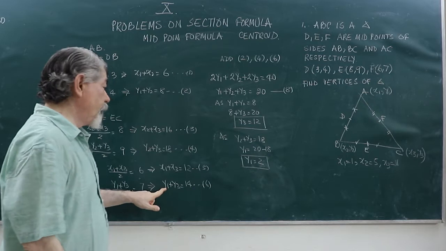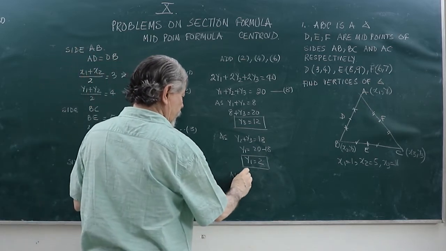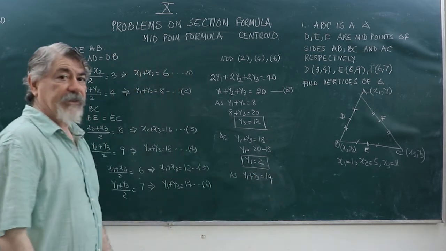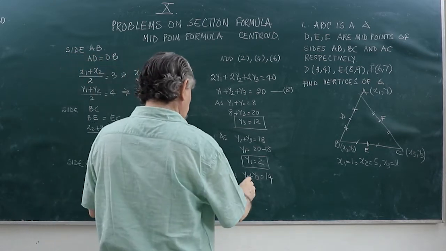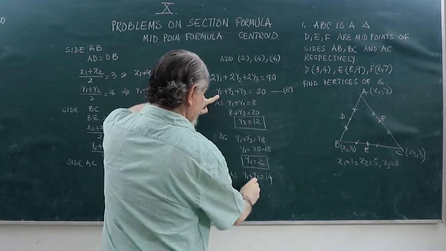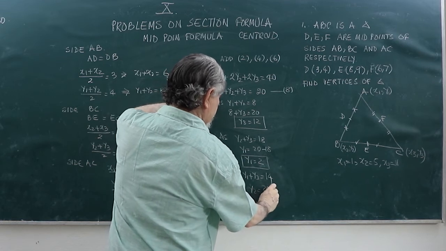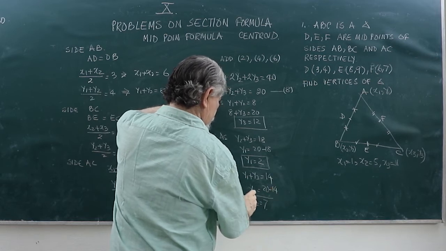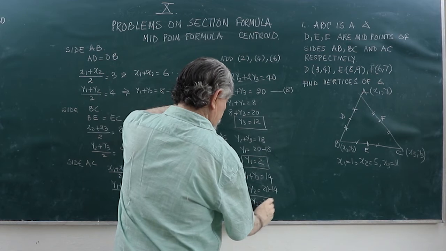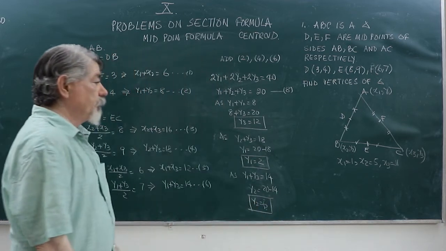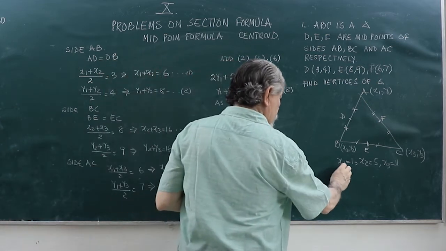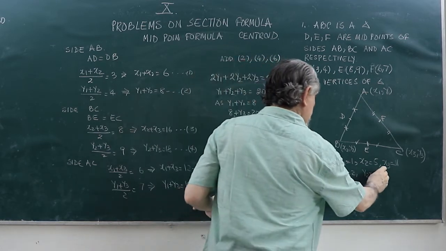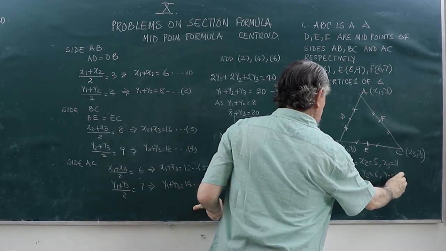And now I will put the value of y1 plus y3, as y1 plus y3 is 14, in this equation, and y2 will come out to be 20 minus 14, and that is y2 is 6. 14 plus 6 is 20. So you got the value of y1 as 2, y2 as 6, and y3 as 12.